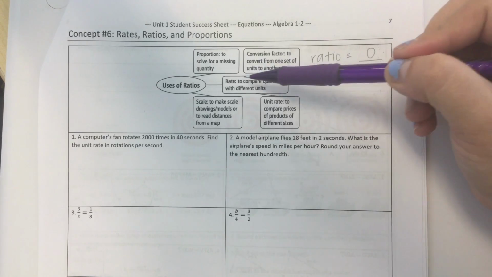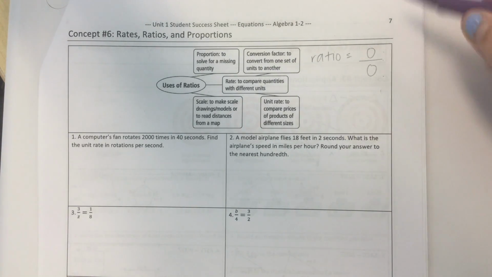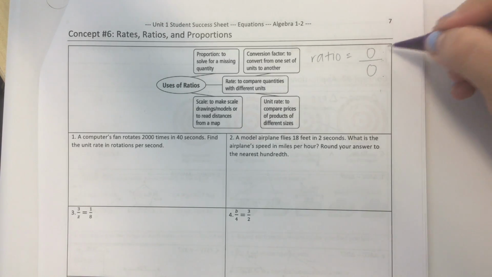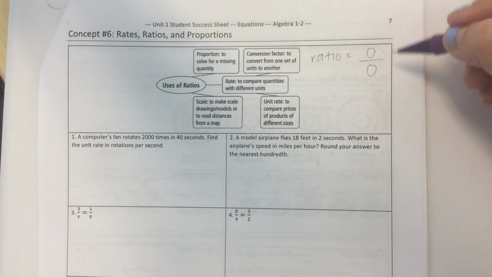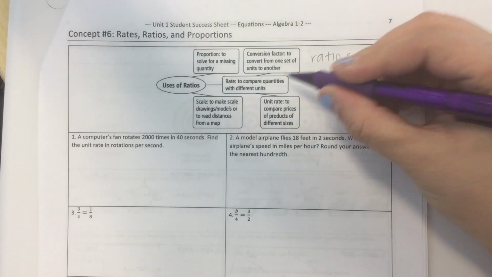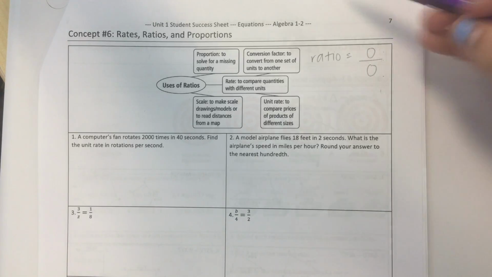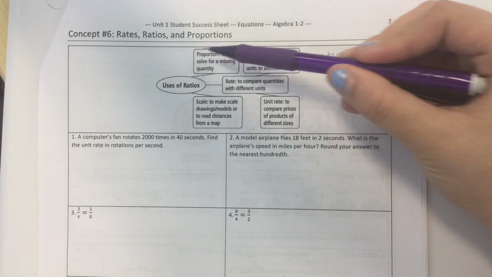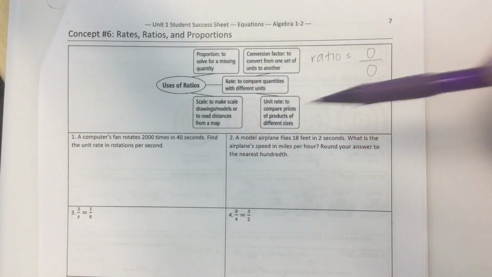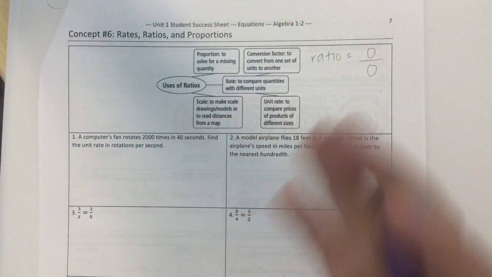So a rate is a ratio with different units on top and bottom. So miles per hour, dollars per gallon, or dollars per pound, or something like that. That's a rate with different quantities in the numerator and the denominator. Now a proportion is to set two ratios equal to each other. So you want to solve for a missing quantity. That's when you would set up a proportion.